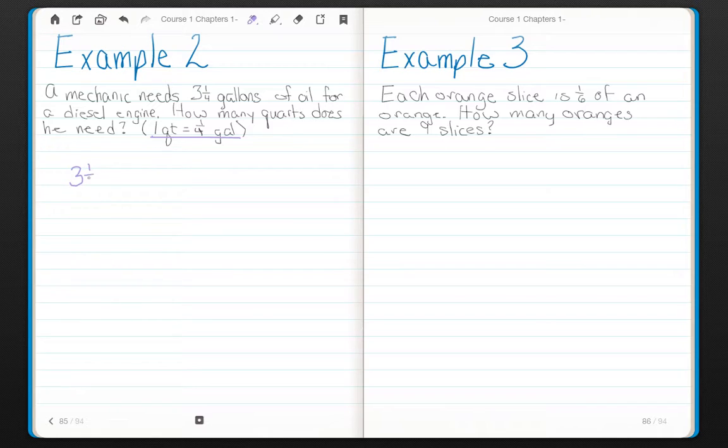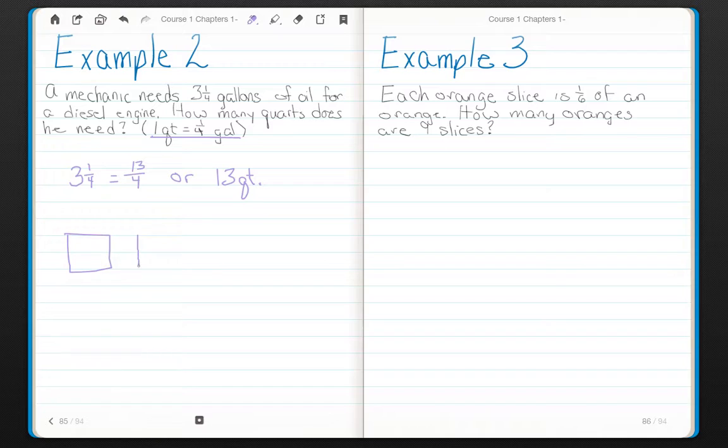So since I'm already in fourths, I can just turn this into an improper fraction. So 4 times 3 is 12, plus 1 is 13. So I need 13 fourths or 13 quarts. I can also draw a picture to help me visualize this better.